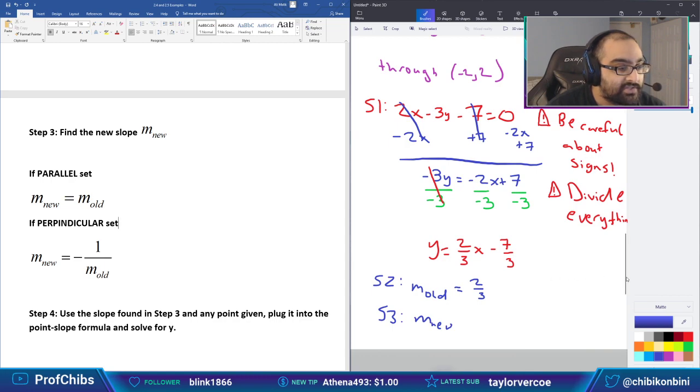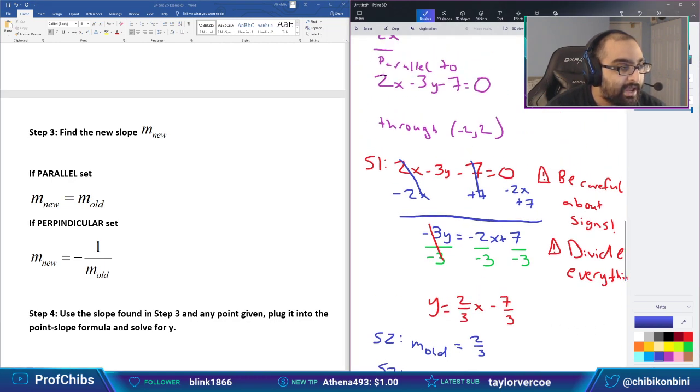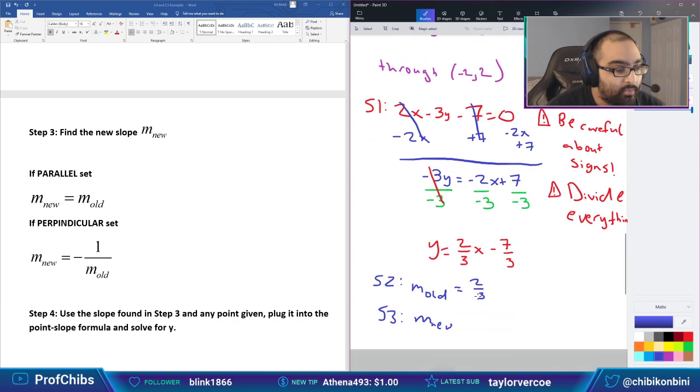As you can see here, we have the word parallel in this case. So what would be our new slope here if we're trying to find the equation of a line? What's our new slope here for step number 3? What do you guys think? We have an old slope here of 2/3.